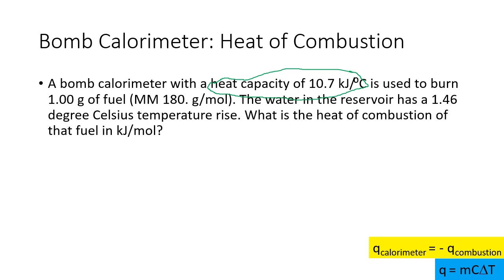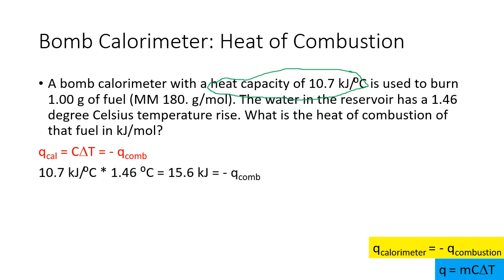All right, and why are we using kilojoules? Turns out most of the changes that we're going to be observing are in the kilojoule range, so it's just easier. Okay, so let's start plugging in our values. We know that Q of the calorimeter is now equal to C delta T, and that it's equal to negative Q of combustion. So we put in our C of the calorimeter, we multiply it by our temperature change, which is positive because it rose, and that's equal to 15.6 kilojoules.